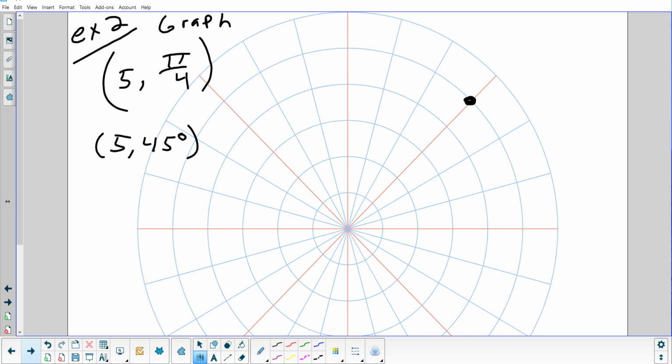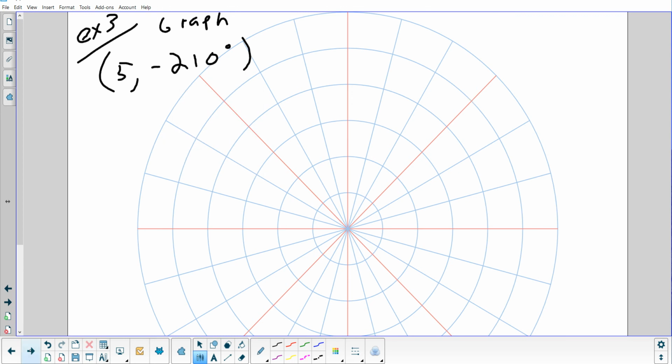Any questions on how we graph that one? So, still pretty similar to the first one. Radius was positive, and the angle was still positive even though it was in radians. Let's try one where we have a negative. So this time my radius is 5, and my angle is negative 210.